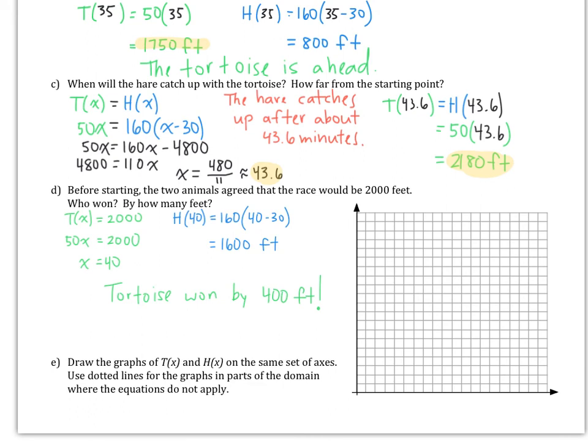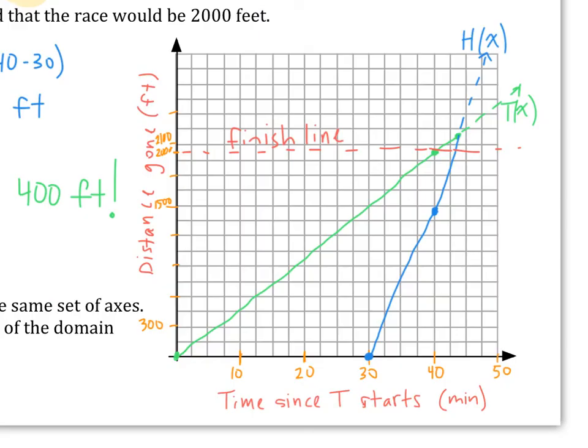The last thing we're going to do is graph both of these equations on the same set of axes. Use dotted lines for the graphs in parts of the domain where the equations do not apply. Make sure to label everything, or label your axes appropriately, scale your axes appropriately. Go ahead and graph this and then come back and let's compare what we get.